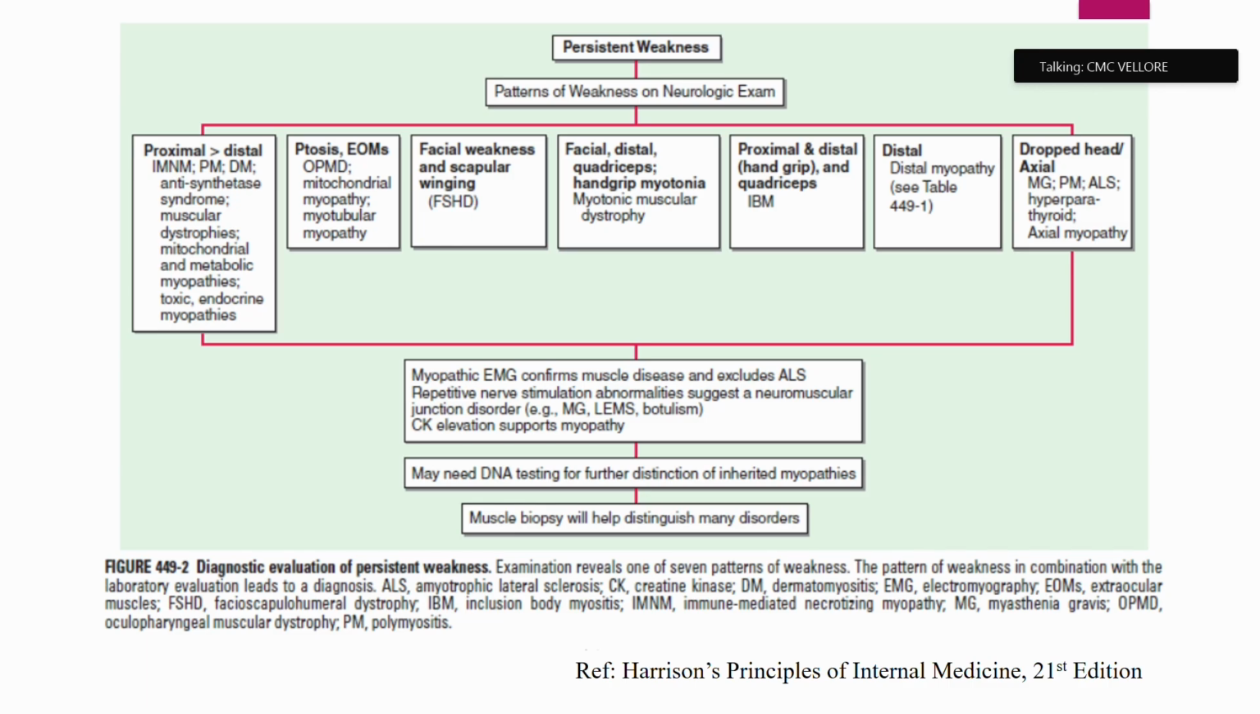Based on the pattern of weakness, if the patient has persistent weakness, we can divide it into proximal more than distal, with associated eye abnormalities like ptosis, extraocular movement abnormalities, associated facial weakness and facioscapulohumeral dystrophy, with quadriceps myotonia, where there is difficulty in relaxing once they contract. Then proximal and distal hand grip with proximal lower limb weakness, or distal myopathies, and dropped head, wherein they have neck extension weakness, which can be seen in myasthenia gravis, polymyositis, ALS, as well as axial myopathies. So based on history and examination itself, we can find out which pattern the patient fits.